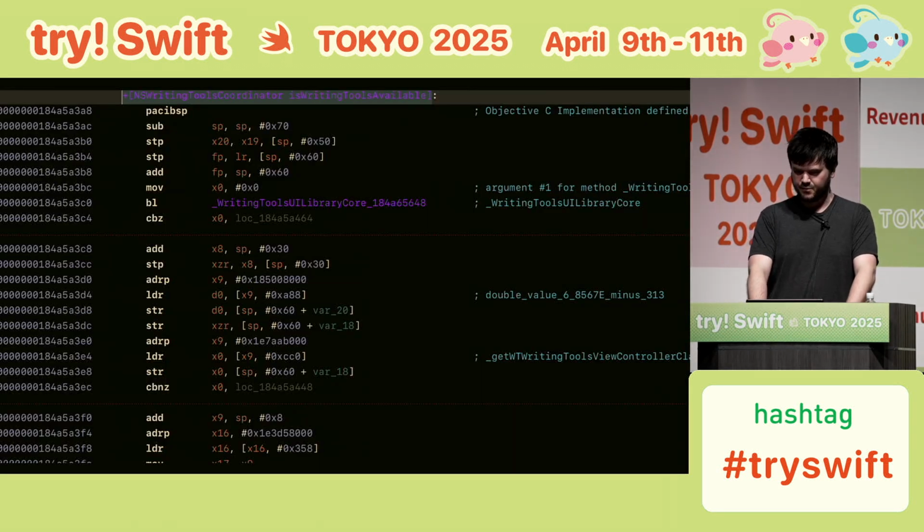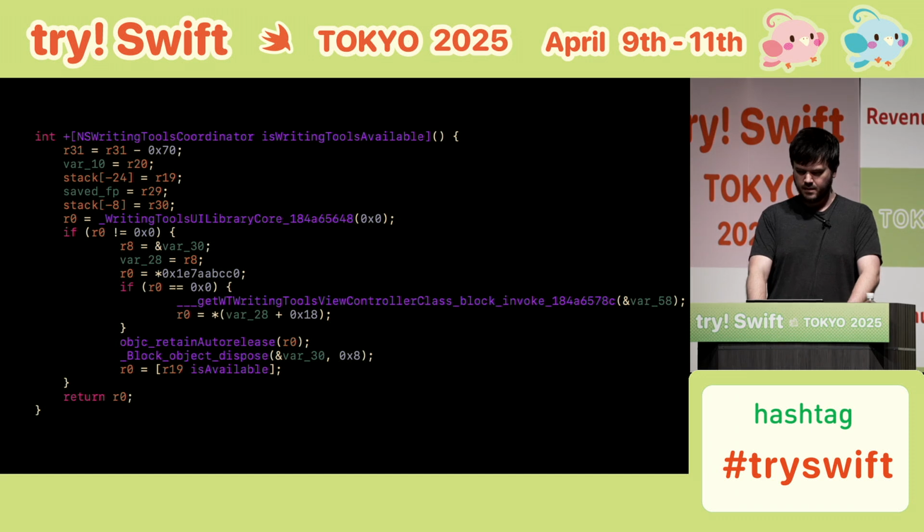Selecting the method reveals its assembly code. As I've mentioned, that can be difficult to read, but Hopper offers a pseudocode mode we can use to get a simplified view. Checking the pseudocode, I can see that it first calls this _WritingToolsUILibraryCore function, then checks that it didn't return 0 or nil.